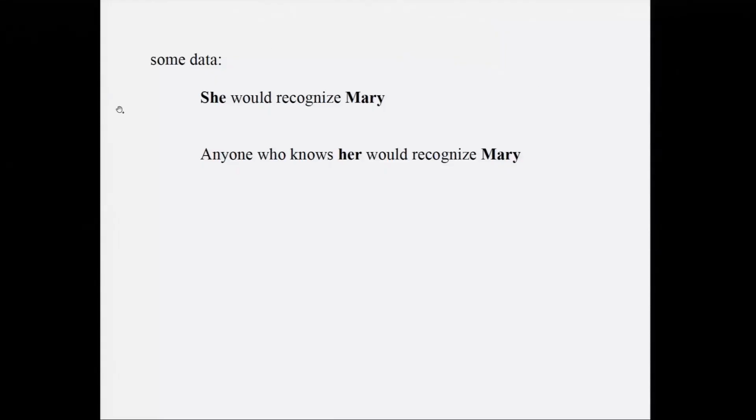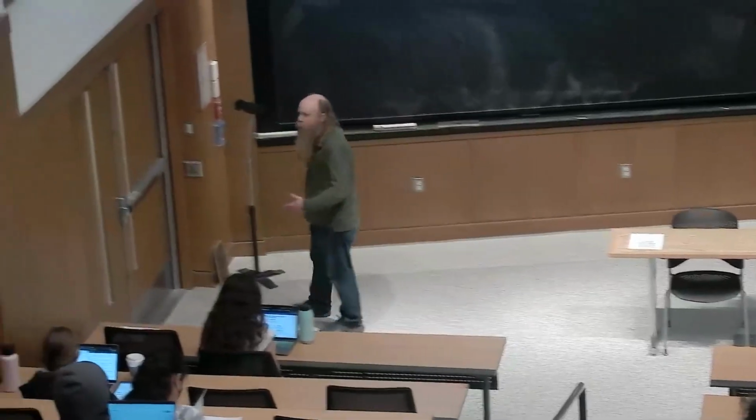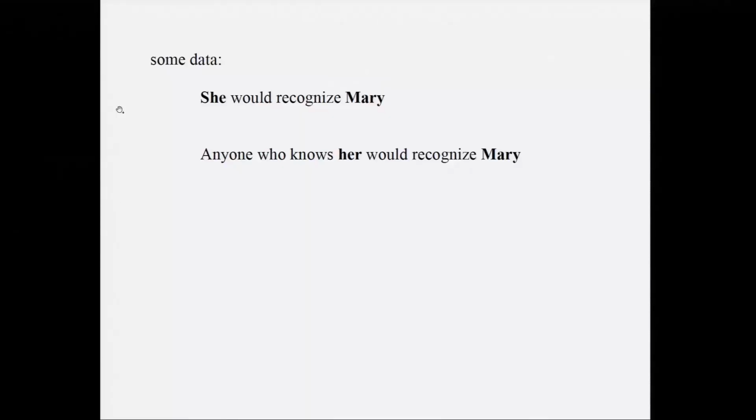Observation: these are both grammatical English sentences. She would recognize Mary, and anyone who knows her would recognize Mary. They're both English sentences, but there's an interesting difference between them. They both contain pronouns, and they contain the name Mary. But they differ in that in the first sentence, she cannot be Mary.